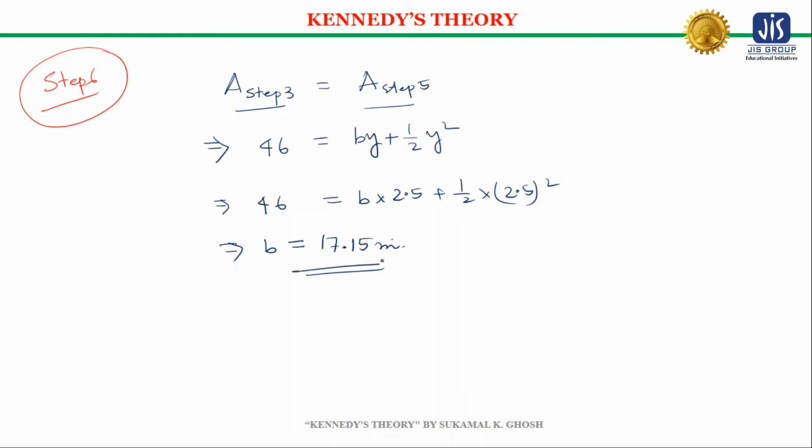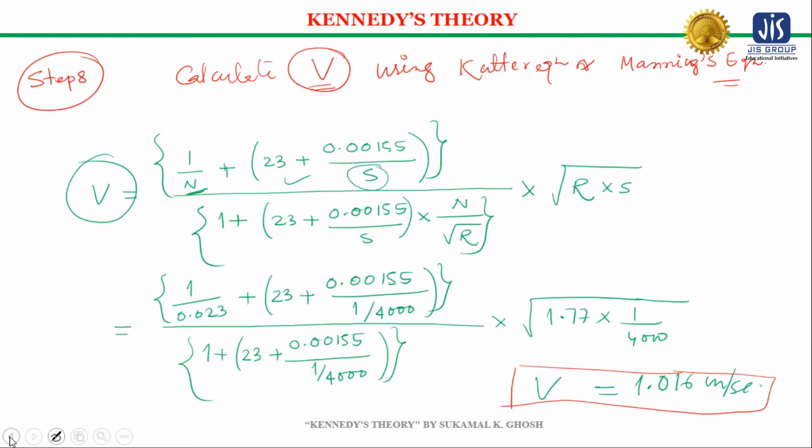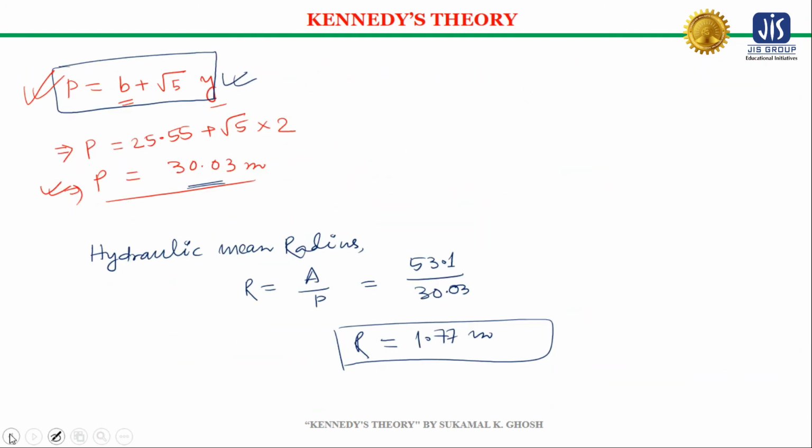Okay, so now we have completed our step 6. Now what was our step 7? Our step 7 was to calculate the weighted perimeter P, right? If you recall, I asked you to remember the expression for weighted perimeter. So what was our derived expression for the weighted perimeter for the previous assumption? This is our derived expression for the weighted perimeter when we assume that y is equal to 2.